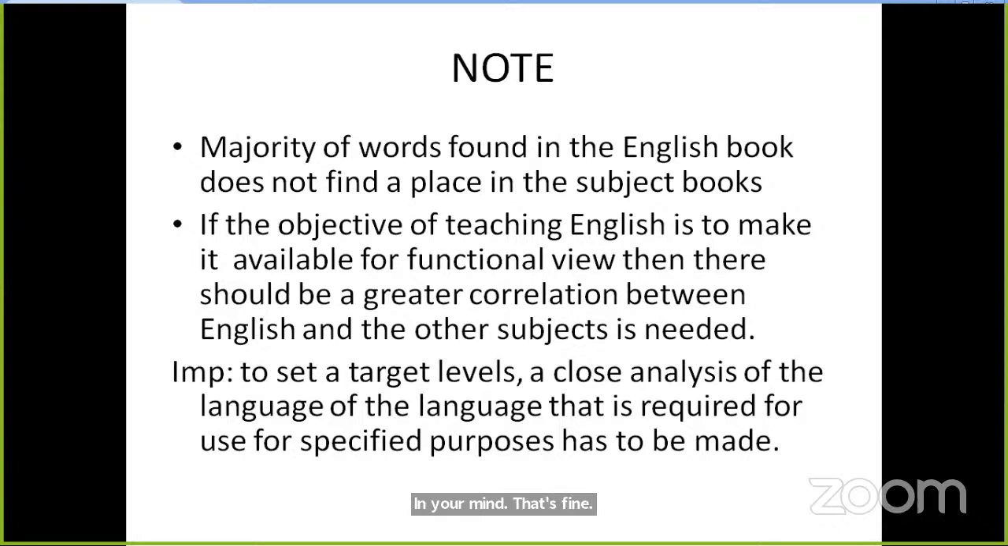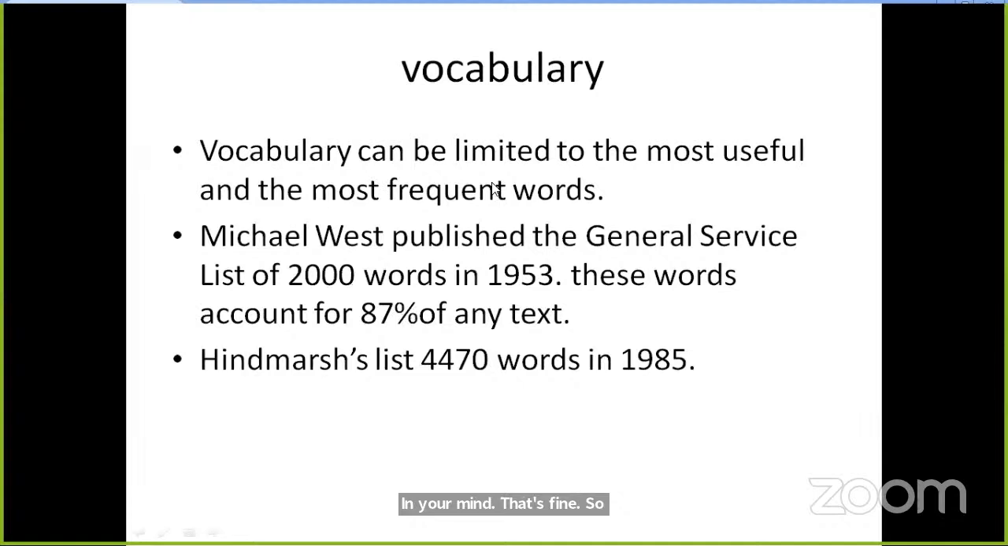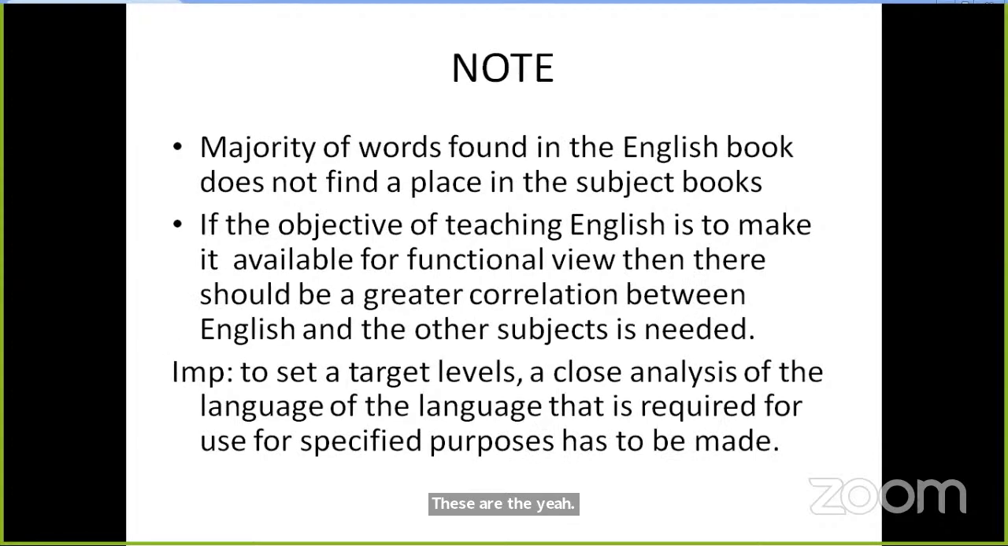So I have given you this one list. Vocabulary can be limited to the most useful and most frequent words. Michael West published the General Service List of 2,000 words in 1953. These words account for 87% of any text. And there is one more, Hindmarsh, who also listed 4,470 words in 1985. We come across these lists of words in our academic, social, and functional situations. These lists have been given in these books, and different lists have also been compiled.